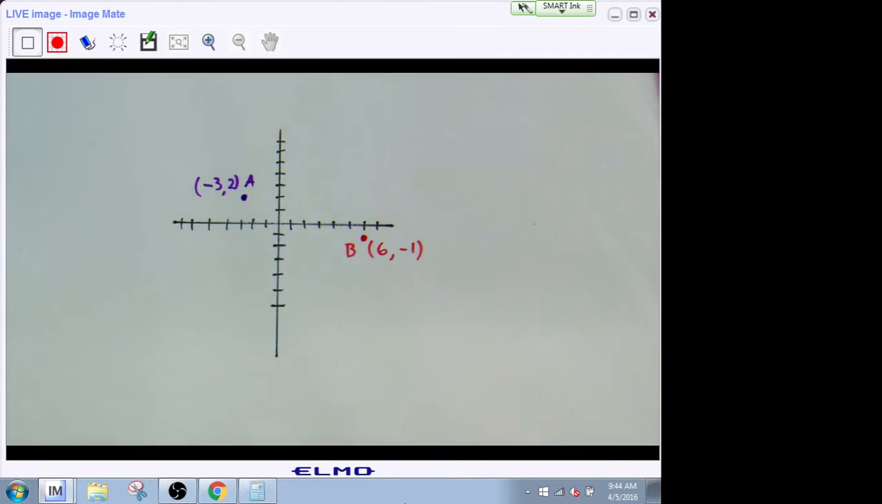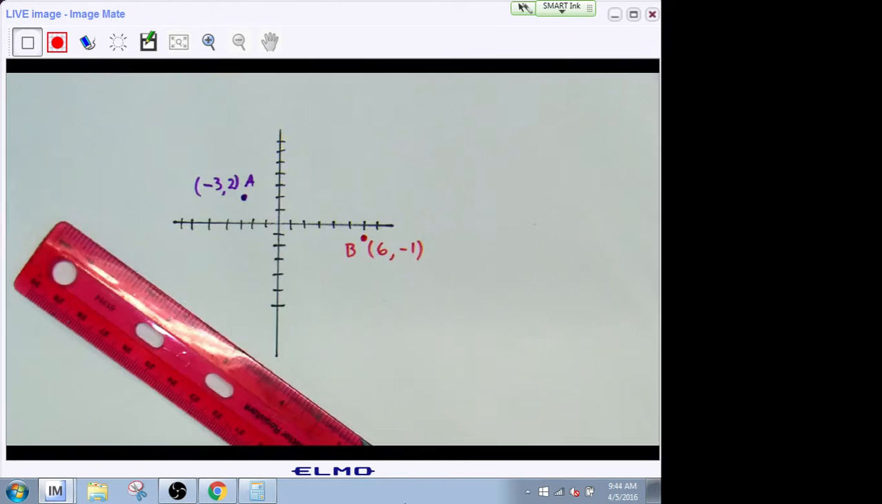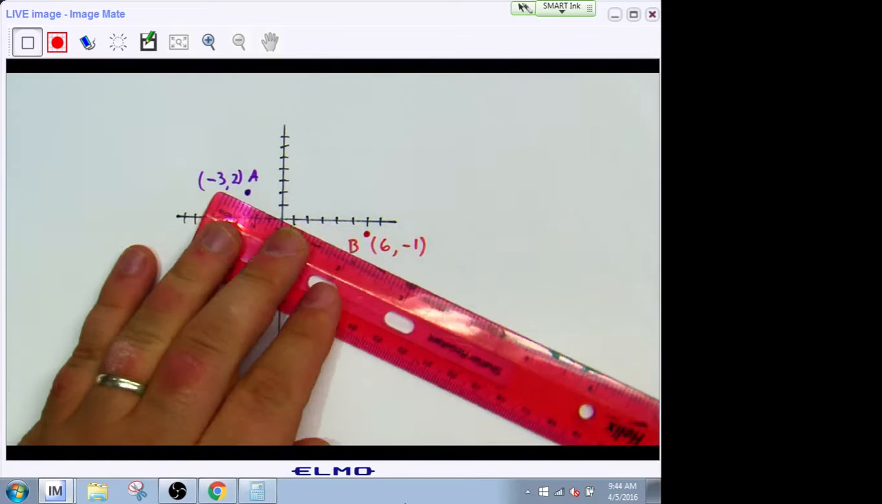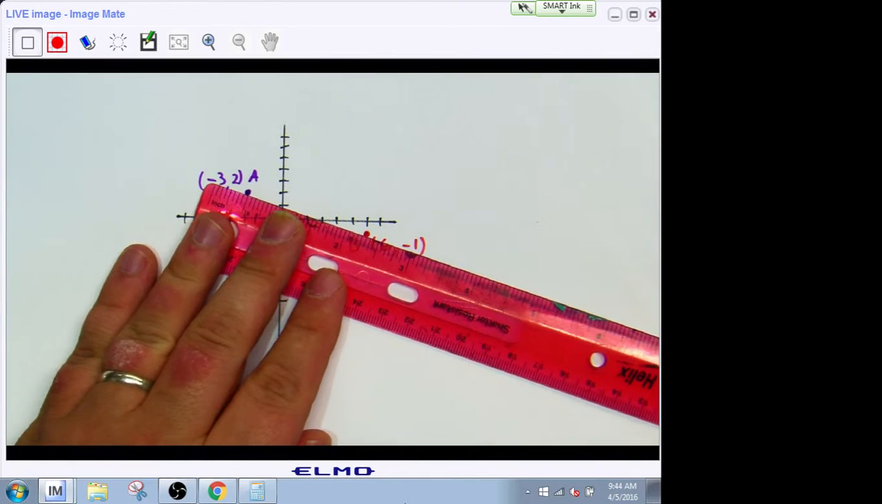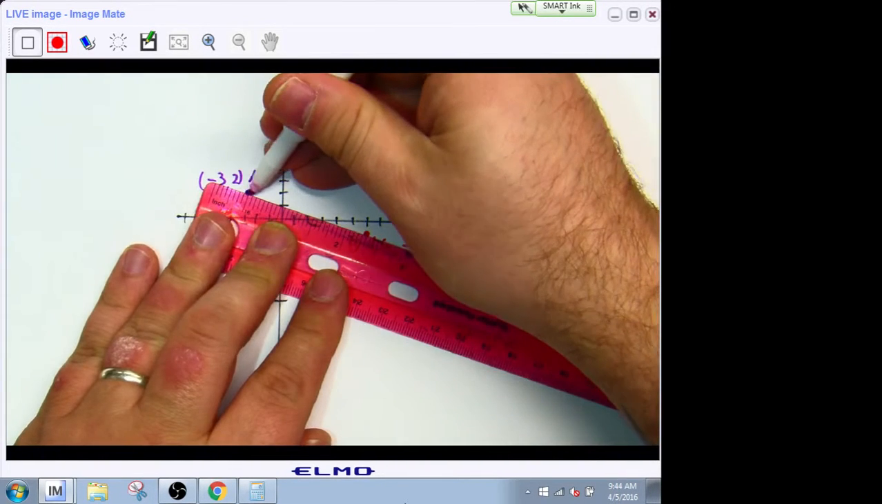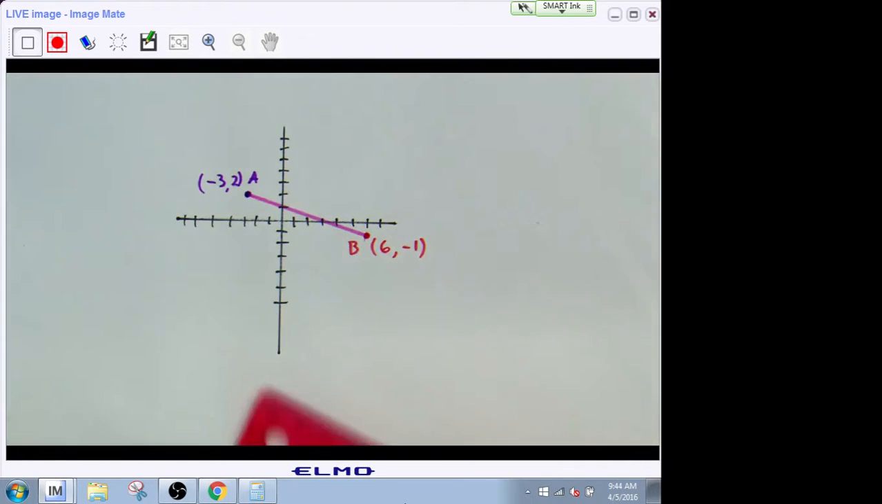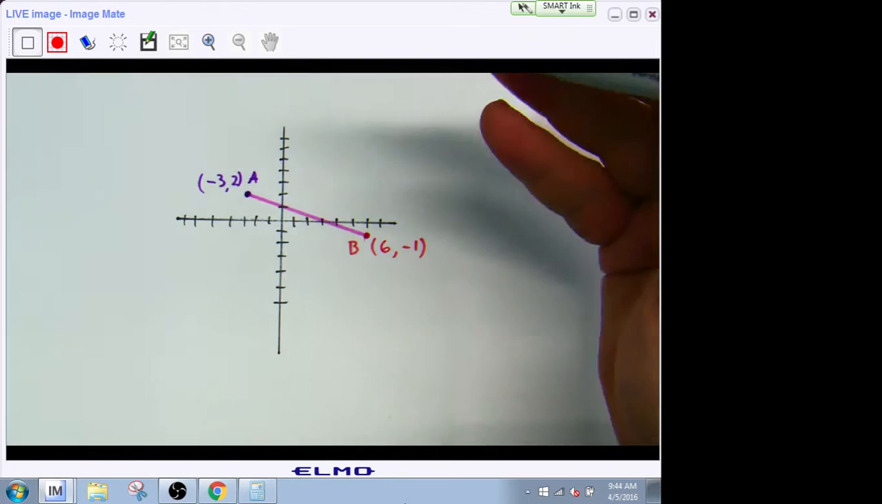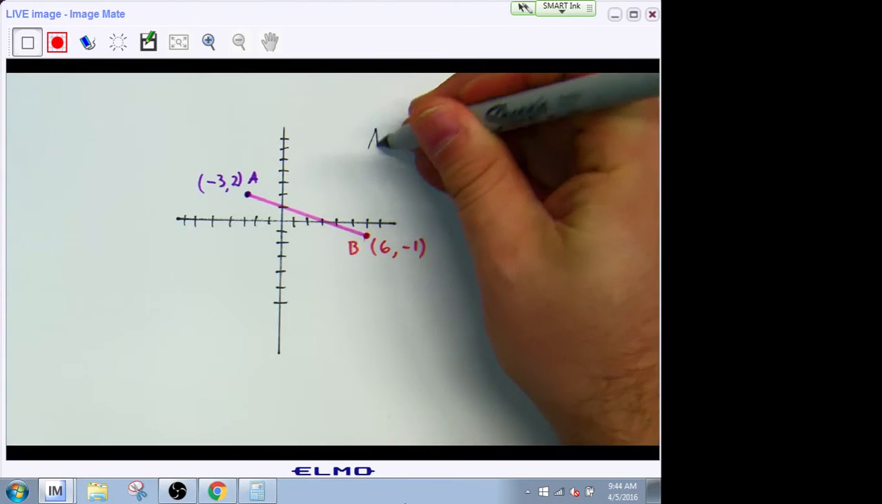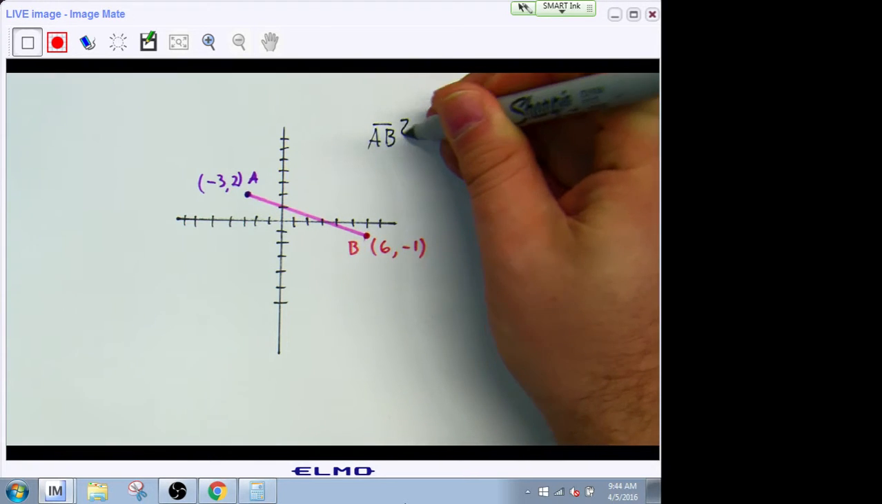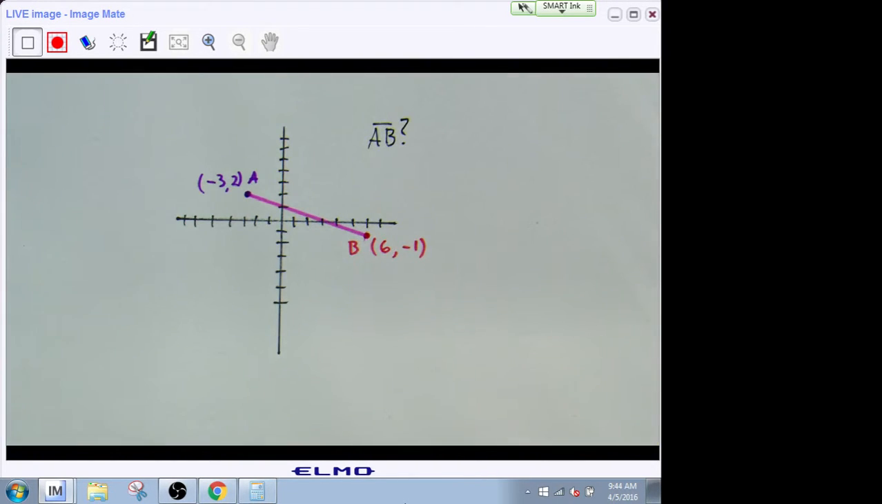So now we have A and B, and we might wonder how far apart they are. So something that I will certainly ask you is, what is the length of AB?